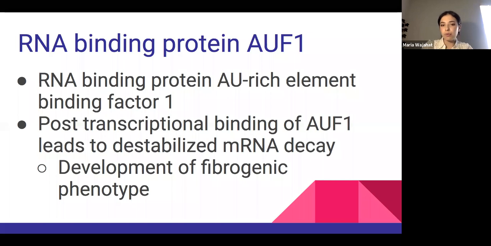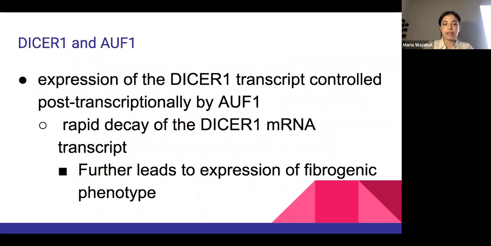The reason why AUF1 is even connected to IPF, and this is where the scholarly work that's already been done comes in, is that the expression of the dicer1 transcript is controlled post-transcriptionally by AUF1. When AUF1 binds with dicer1, it leads to the rapid decay of the dicer1 messenger RNA transcript. And this further leads to the expression of the fibrogenic phenotype, because dicer1 is involved in regulating fibrosis.